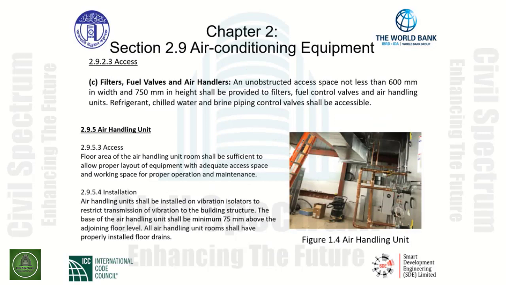Section 2.9.2.3, Item C, filters, fuel valves, and air handlers. An unobstructed access space not less than 600 millimeters in width and 750 millimeters in height shall be provided to filters, fuel control valves, and air handling units. Refrigerant, chilled water, and brine piping control valves shall be accessible.